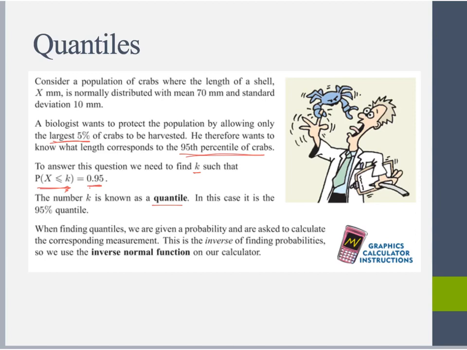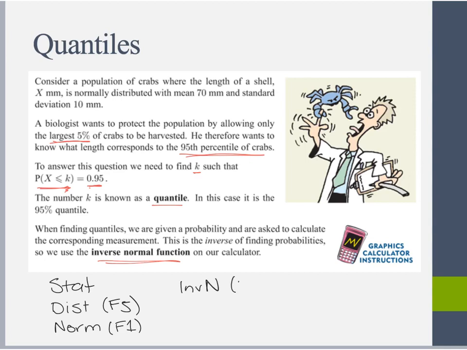When finding quantiles, we're given a probability and are asked to calculate the corresponding measurement. This is the inverse of finding probability, so we use the inverse normal function on our calculator. Now, to find this on your calculator, you've got to go to Stat in the menu. When you open that up, you'll go to Dist, which is F5. So the same as what we were doing before, you'll go to Norm, which is F1. And then instead of going to the NCD like we've been doing, you're going to go to InvN, which is inverse norm, which is F3.